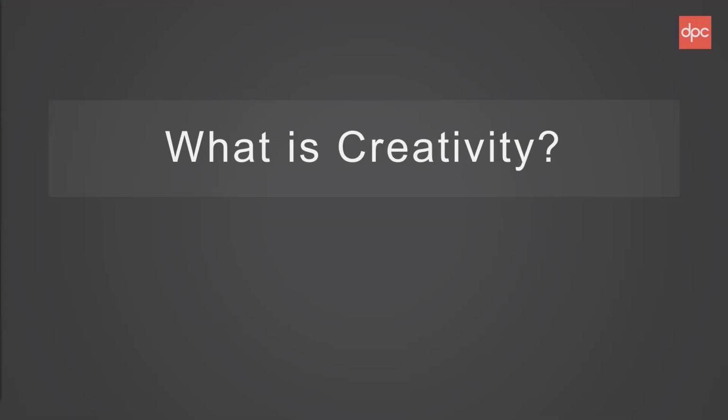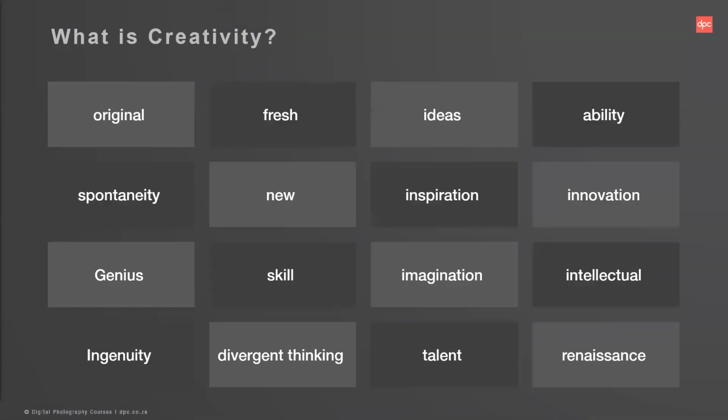Okay. Originality, expressiveness, thinking out of the box, working overtime, originality. Okay, so these are the typical answers that we get for this sort of thing. Particularly words like original, fresh, ability, spontaneity, new, inspiration, innovation, genius, skill, imagination, intellectual, ingenuity, divergent thinking, talent. Those are the sort of words that come up all the time. Particularly these ones: original, fresh, new, and innovation. That is what most people will associate with creativity.